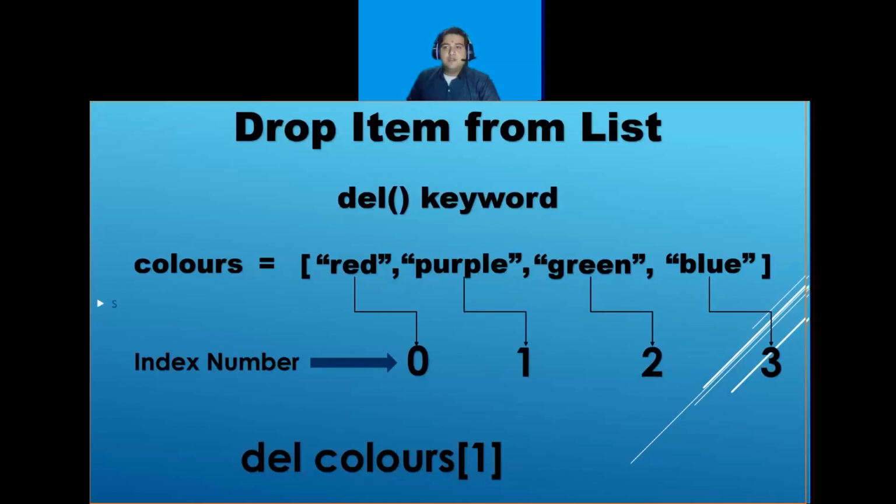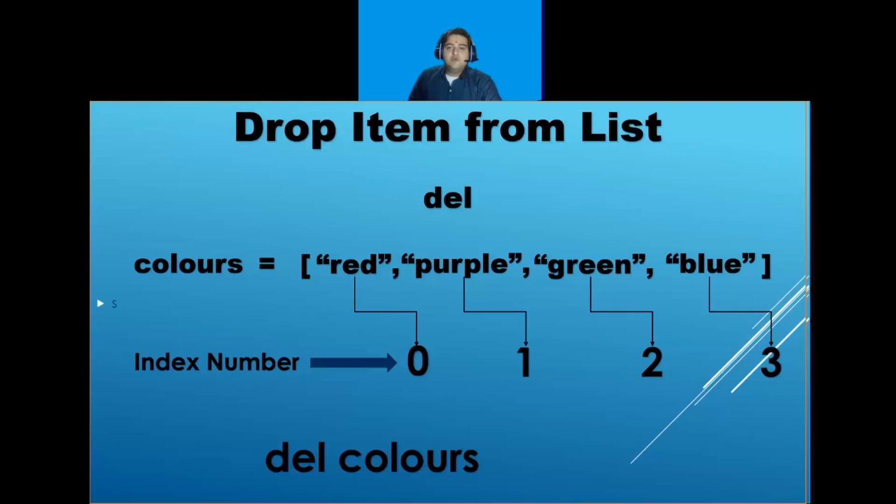You can also use the del keyword to remove the specified item from the list. So here I have index numbers 0, 1, 2, 3. So in this list I have to remove index number 1. So I have to remove purple from here. So for that I will write del followed by the variable name, which is colors, and inside the square brackets I will mention the index number, which is 1 here. So it will remove purple from the list, and green and blue will be shifted towards the left.